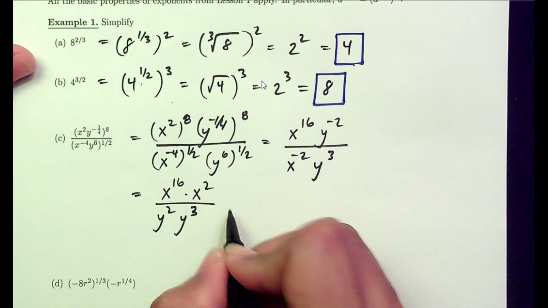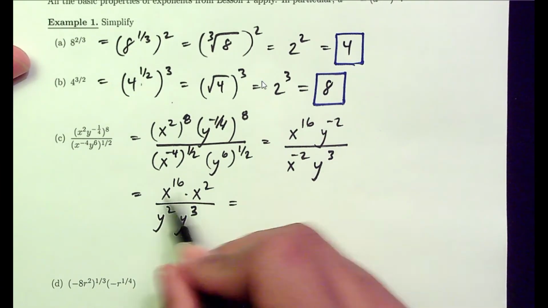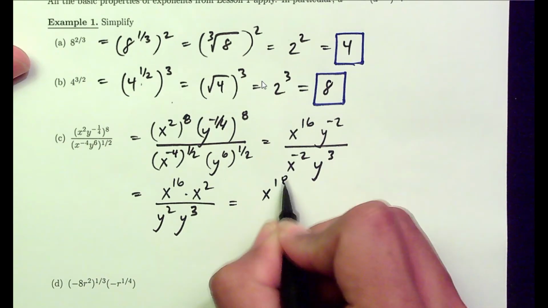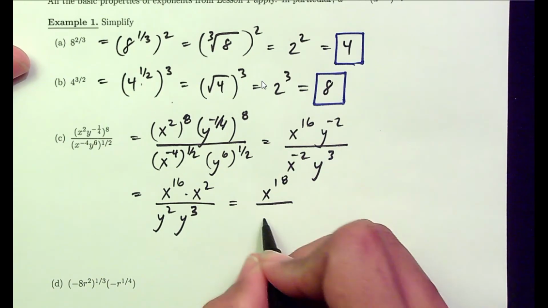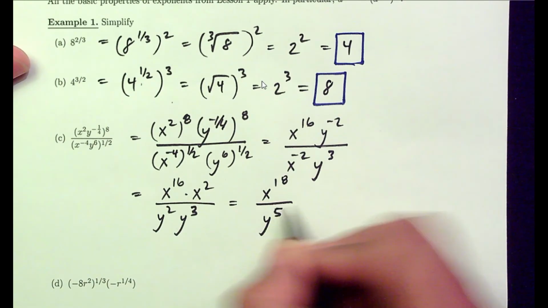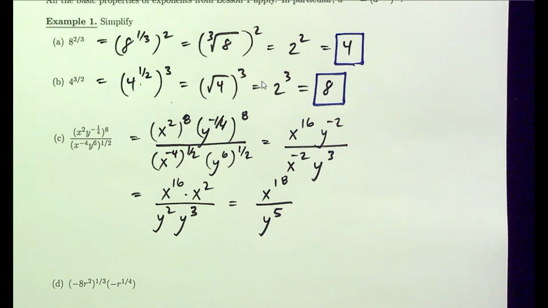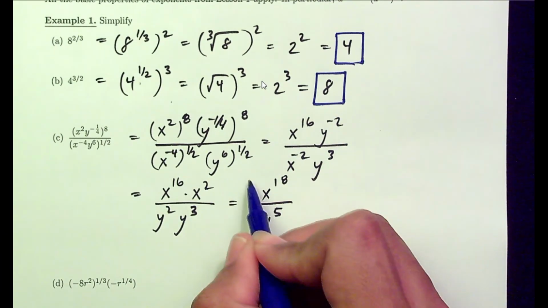Okay, and now combine what you can. I can combine these x's, x to the 18th, adding the exponents, and on the bottom you have y to the 5th. Okay, and that is the end.